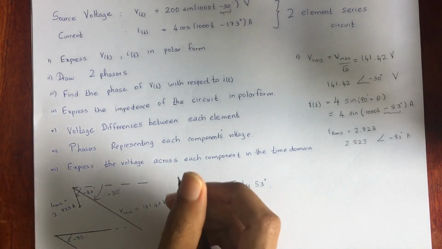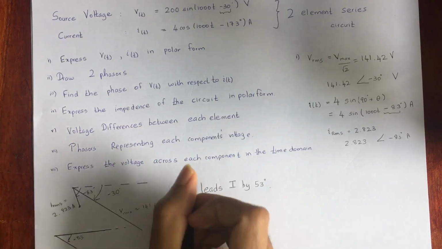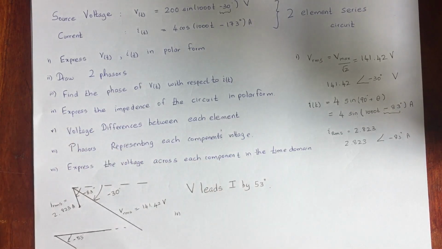So the next part is express the impedance of the circuit in polar form. So here we need to find the equation in the polar form. Let's say this is the fourth part. I'm going to use this one, fourth.